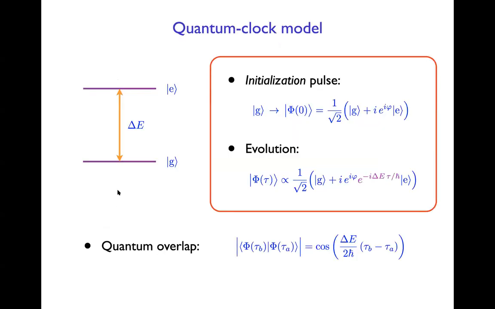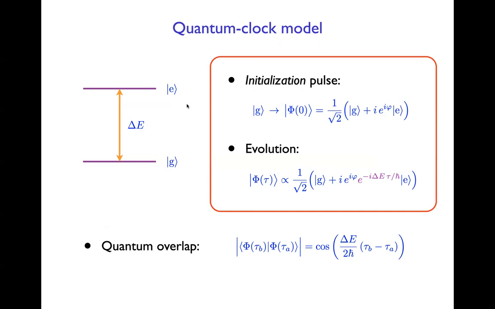And the idea is the following. In fact, many of the atomic clocks that are employed nowadays are based on this idea. Consider an atom with two internal states, two different energy levels. That will be the two clock states. They are separated by some energy difference, delta E.